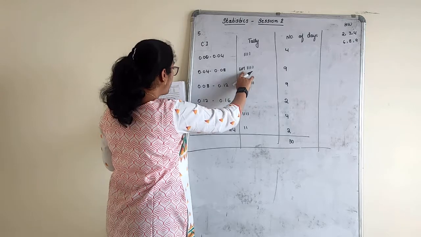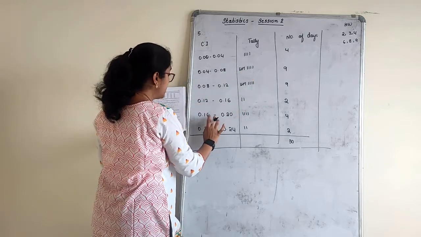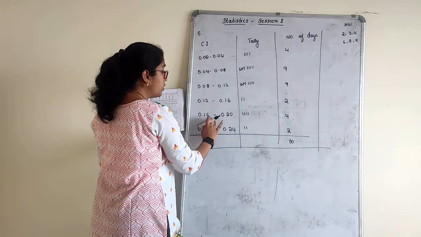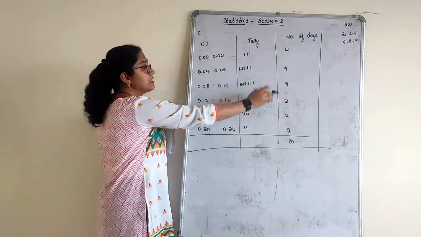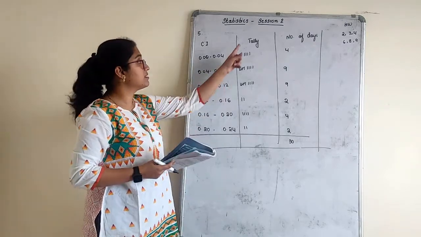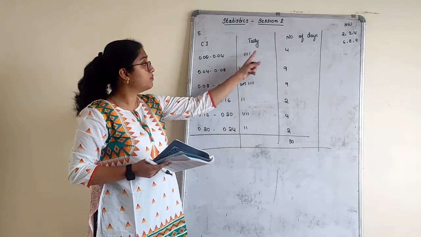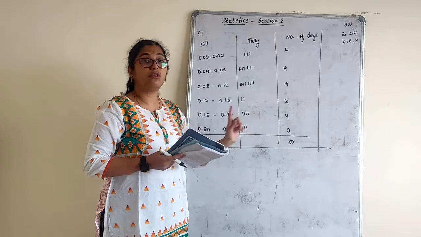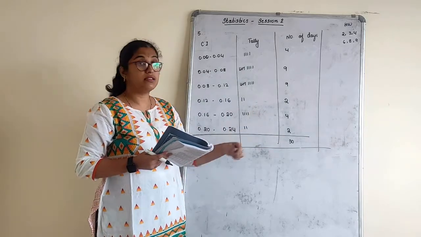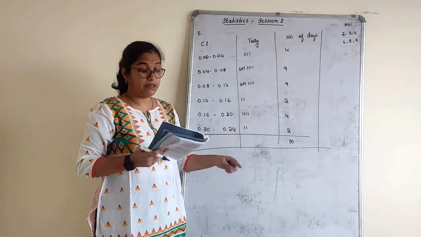Then we have 0.17. So 0.17 will come in this, 0.16 will also come in this, 0.05 will come in this, and so on. That is how we mark the tally. So when we count it 4, 9, 9, 2, 4, 2, total we get 30. This is the frequency distribution table, right?